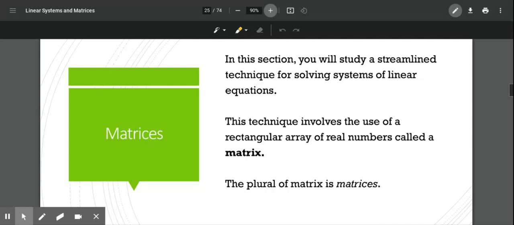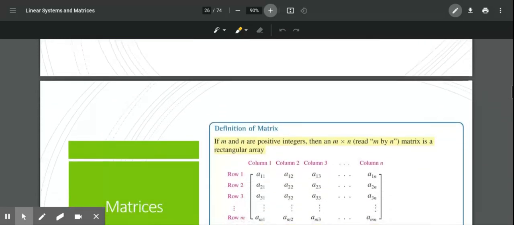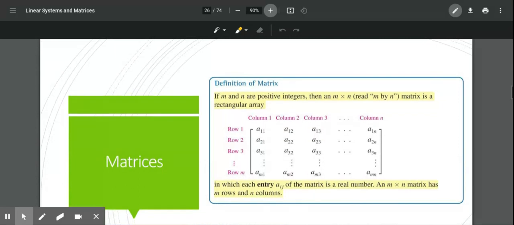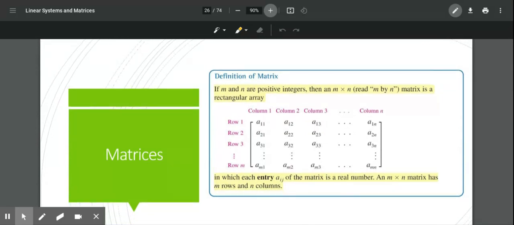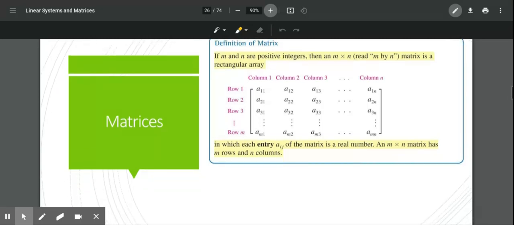And that technique involves the use of a rectangular array, which is really just a matrix. So the definition of a matrix is if you have m and n are positive, then m by n is your matrix. So rows are always across. If you notice, your rows are always horizontal and your columns are always vertical.